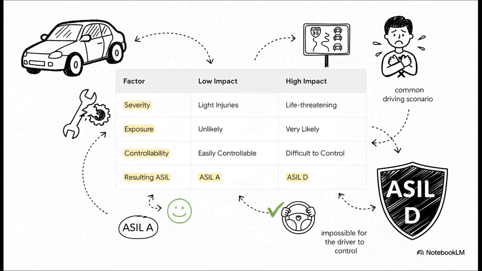And you can see here exactly how that plays out. You combine those three factors. If the impact is high across the board, we're talking life-threatening injuries, a very common situation, and it's super difficult to control. Boom, you get an ASIL D. That's the highest risk level. On the flip side, a minor problem gets an ASIL A, the lowest risk.